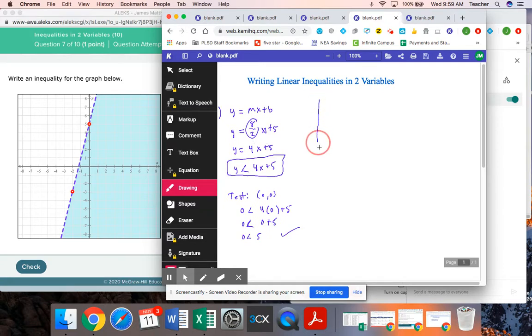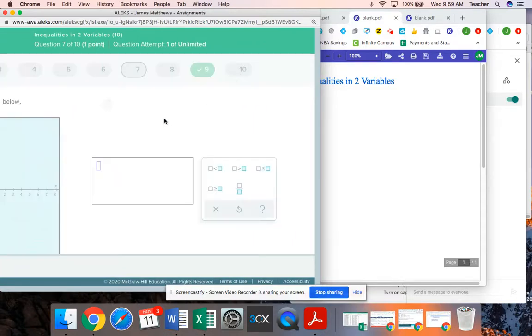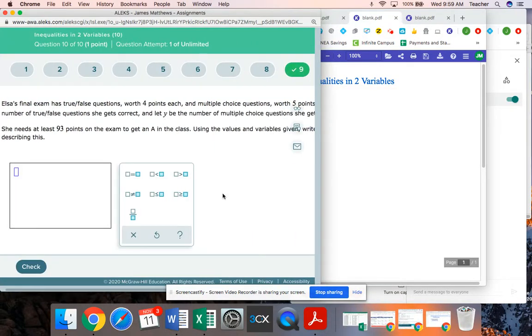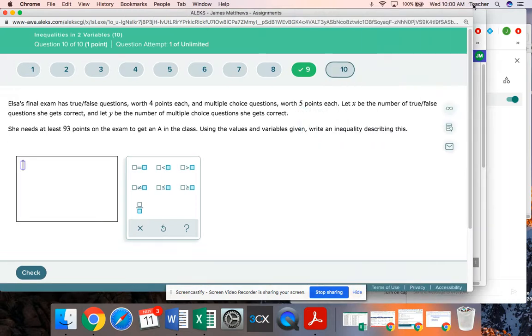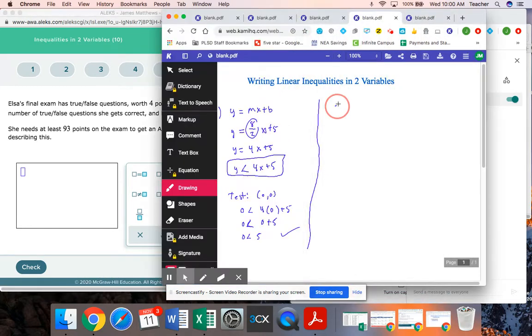Now I also want to be able to write linear inequalities in two variables if I'm given some information. If I look at this one, for example, this is a word problem. It says that Elsa's final exam has true-false questions worth 4 points each and multiple choice questions worth 5 points each. Let X be the number of true-false. Let Y be the number of multiple choice. She needs to get at least 93 points to get an A. I want to write an inequality to prove that. So in this example, we've already established that X will be the true-false and Y will be the number of multiple choice.